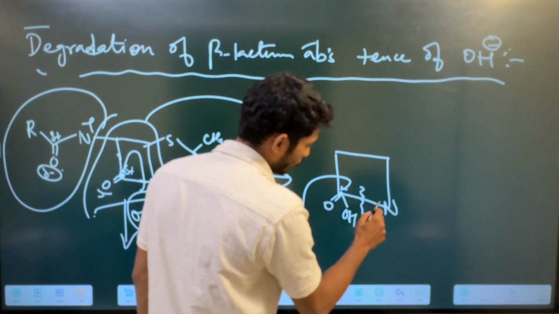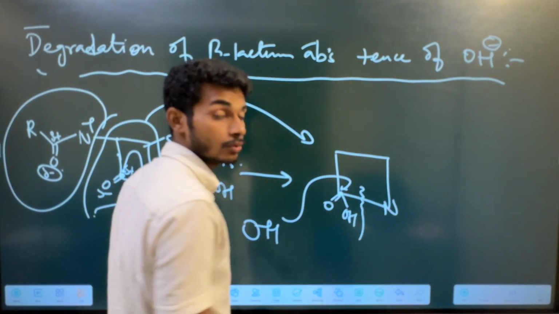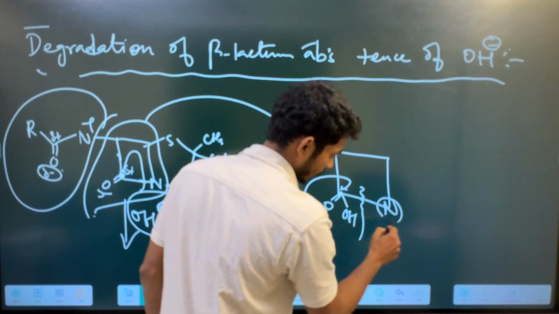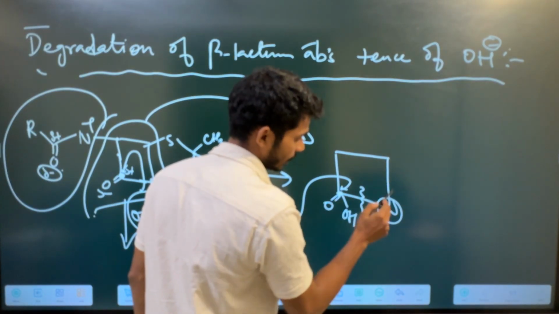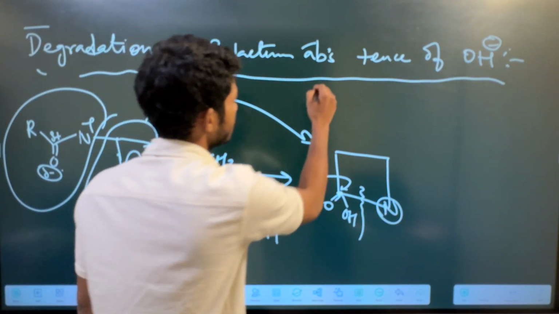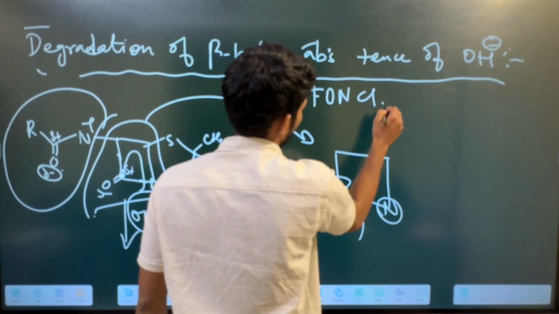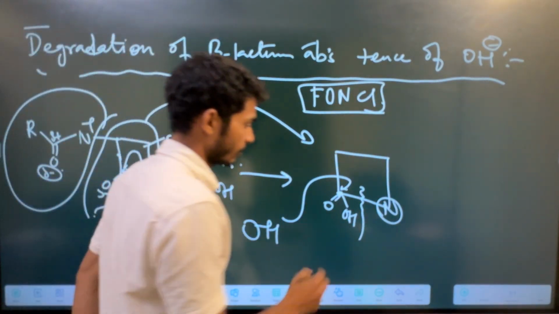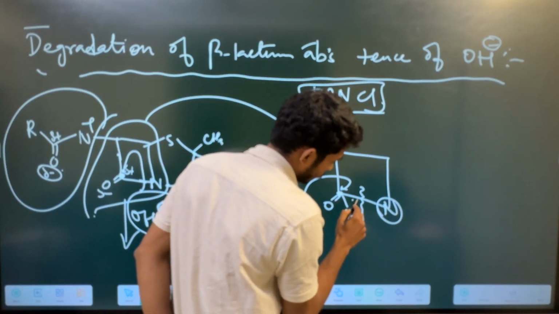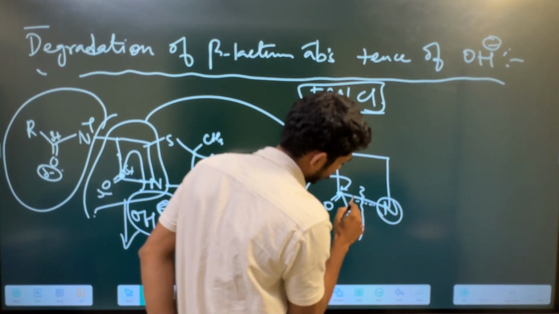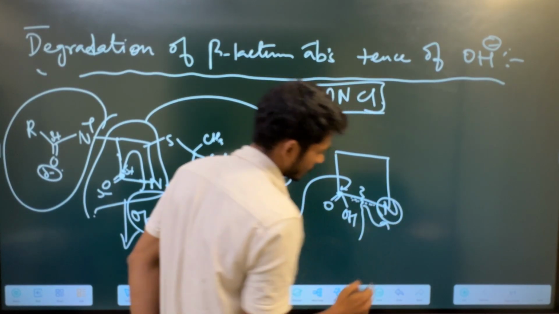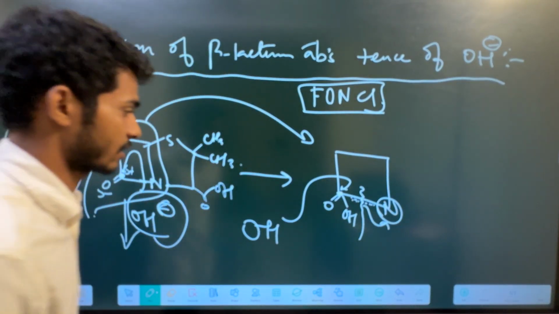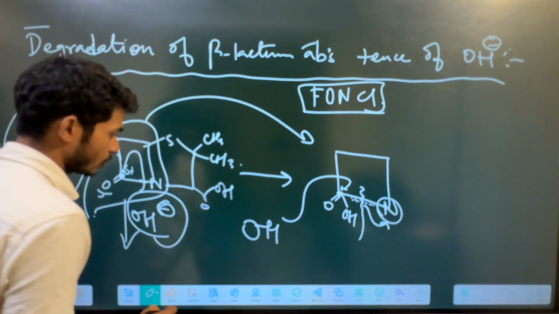So what will happen? Will this bond break or this one? Obviously this one will break. Why? Because nitrogen is highly electronegative compared to that carbon. FONCl, FONCl, these 4 atoms are highly electronegative in the periodic table. So when it is electronegative, it will try to withdraw all the electrons present on this bond towards itself. This nitrogen will be negatively charged. So when this nitrogen is negatively charged, what will happen?